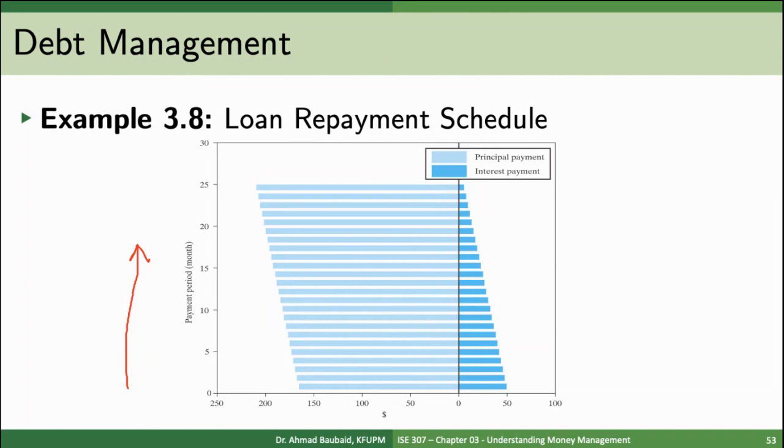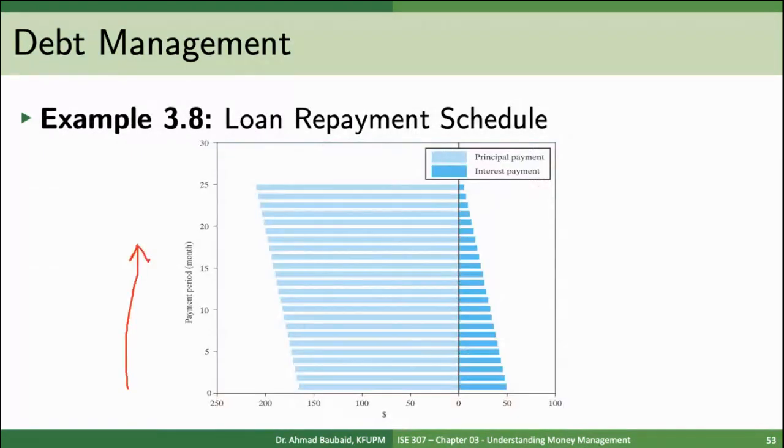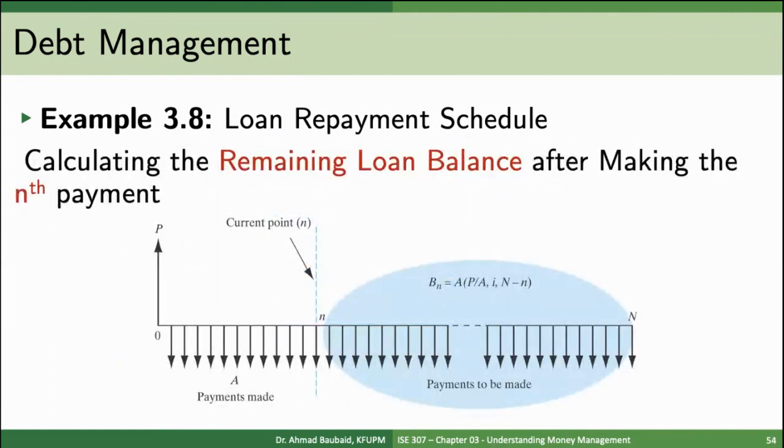And you see all of these bars are the same because you're always paying $235.37 each month. So the length of the bar is the same. It's just that the proportion that goes towards interest decreases with time. And likewise, of course, because they sum to 1, the proportion that goes towards your principal increases with time.